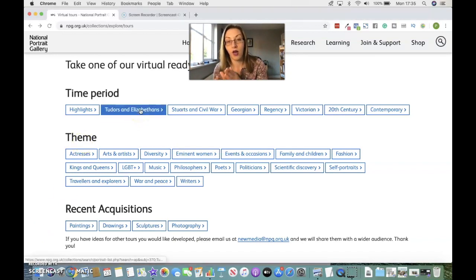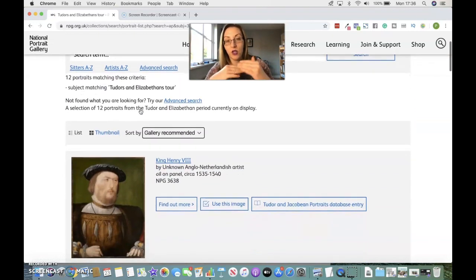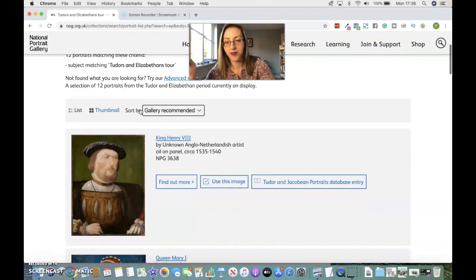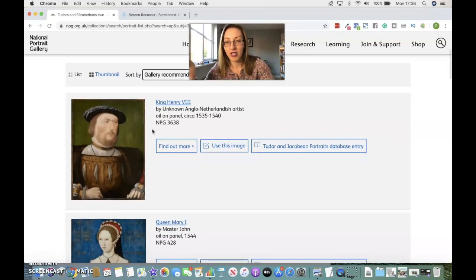So if you go to npg.org.uk, that is the National Portrait Gallery's website, and they have on there these virtual tours. So if I click on this one, it's actually a list of the portraits which are in this room, not an actual, you're not physically standing in the room like we were yesterday with the British Museum. So let's just have a look at some of the portraits that are in there.